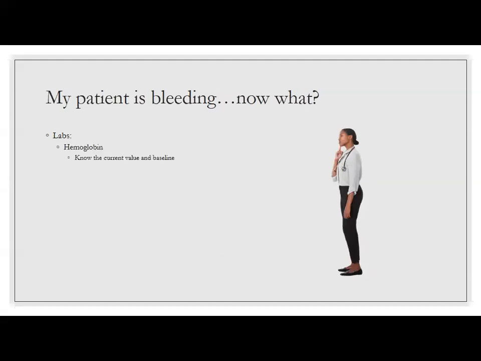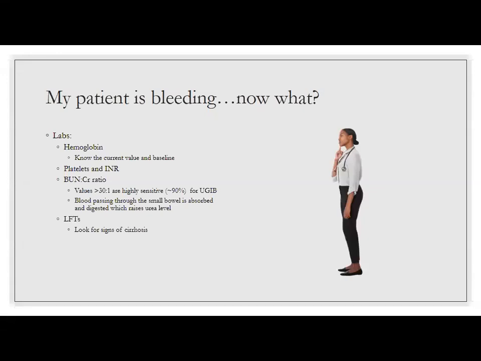You should be checking labs on these patients. You should know the hemoglobin. What's the most recent hemoglobin? Is it trending down? Is this a stable baseline for them? Platelets and INR are important. BUN and creatinine ratio is also important. So it's actually 90% sensitive for an upper GI bleed if it's greater than 30 to 1. And that's because as blood is passing through the small bowel, it's being absorbed and digested. So that increases or raises your urea. You're looking for signs of cirrhosis on their LFTs.